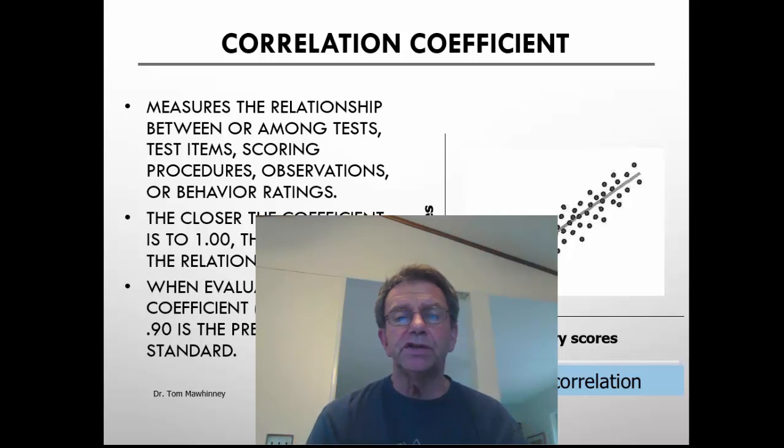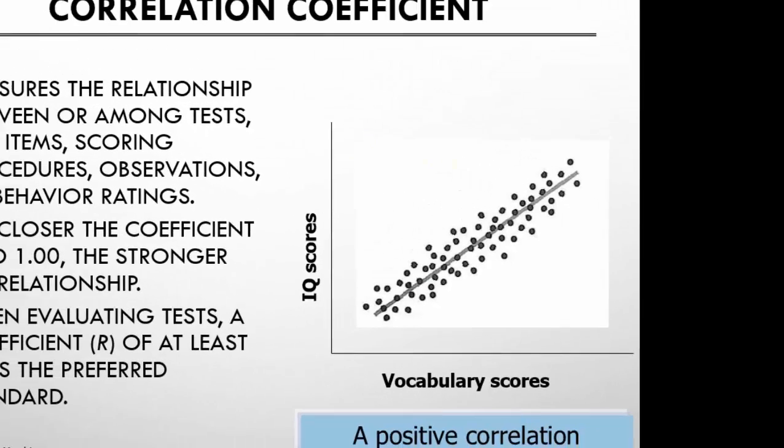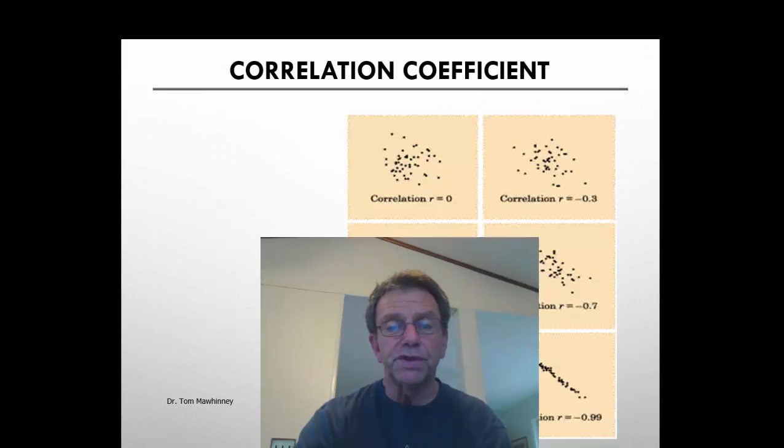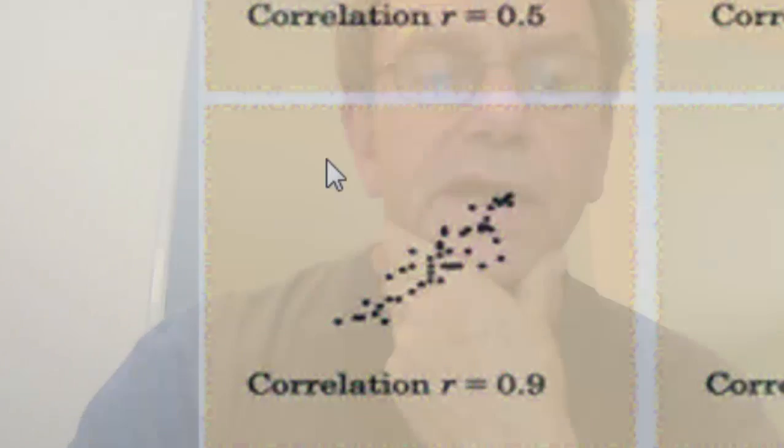So you can see in this picture, this is a positive correlation, that as the vocabulary scores go up, IQ scores go up, so they are positively correlated. So that's a strong correlation. As you can see, they're all grouped together. You can see there are different correlations here, and two of these are what I would call strong correlations. This is a strong positive correlation in the left corner here. In the lower right corner, that's what you would call a strong negative correlation, but it's still a strong relationship.